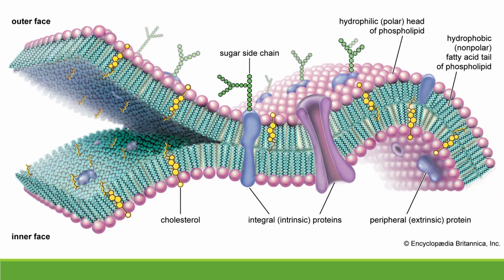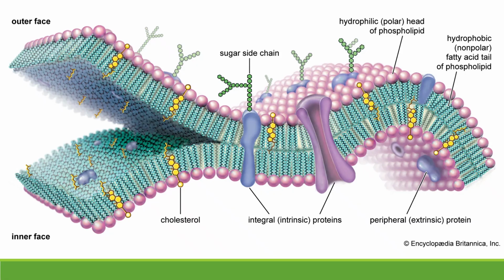Some are integral proteins which pass through the membrane and help in transport. Others are peripheral proteins which are attached to the surface. You can also see cholesterol molecules which help maintain the flexibility and stability of the membrane. The sugar chains attached to the proteins and lipids play a role in cell recognition and communication.